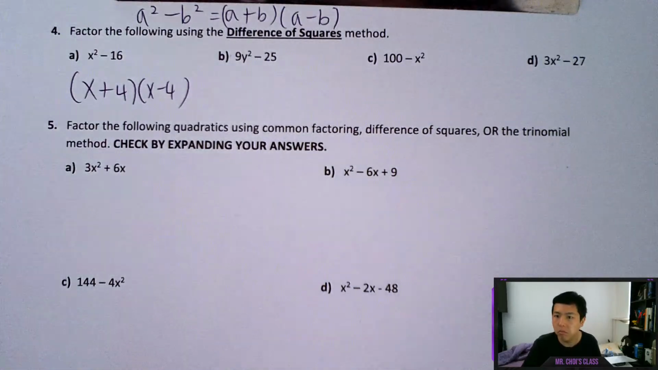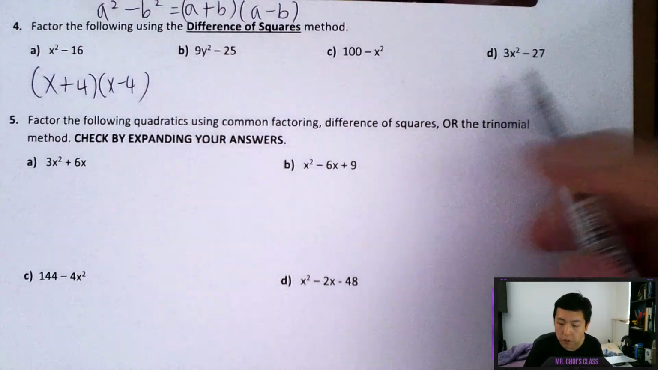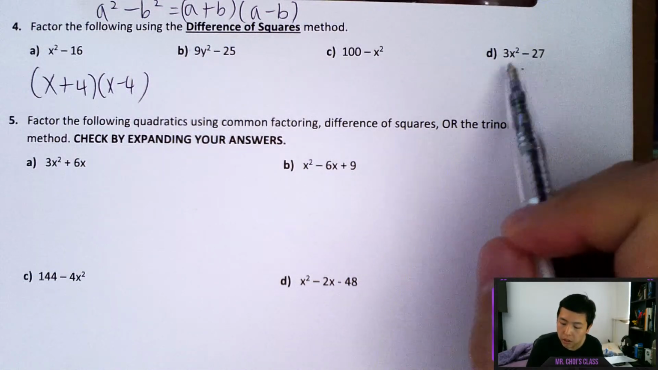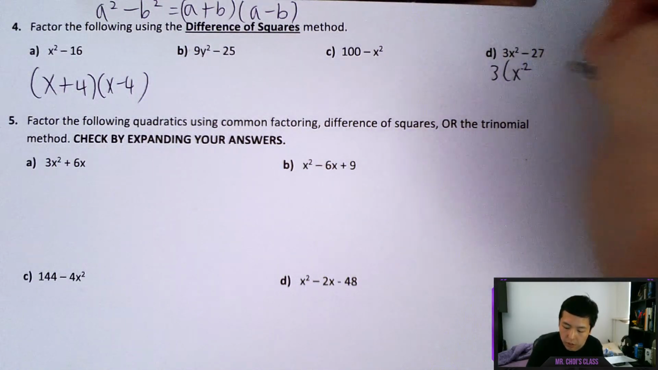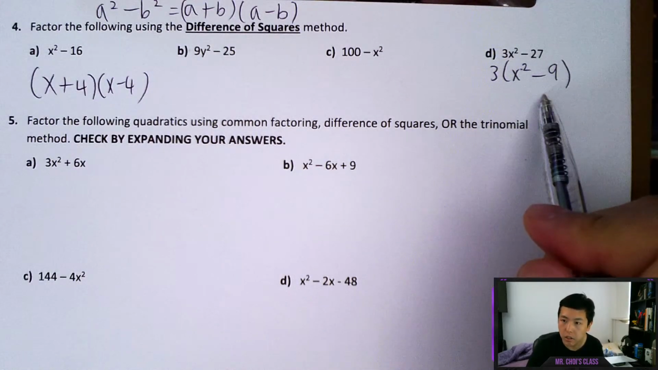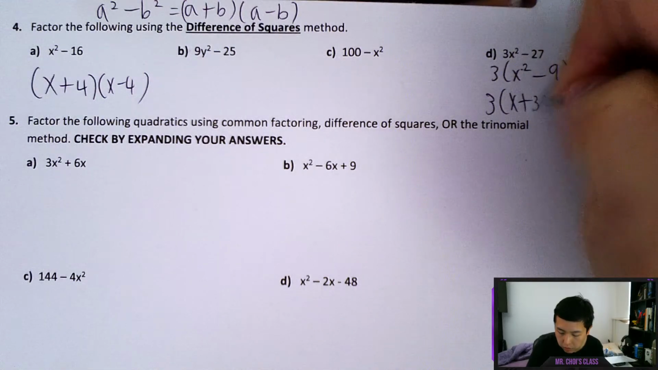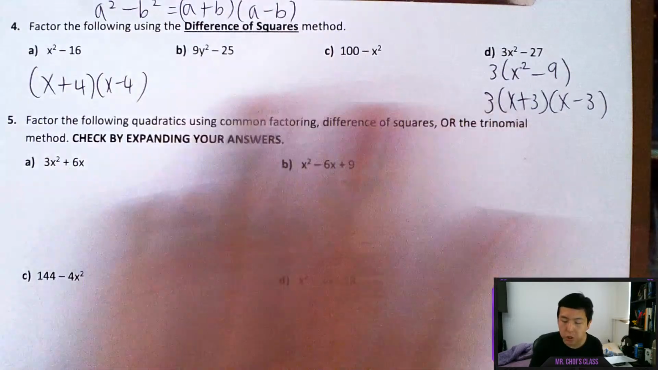Done. And that's it. Looking at this one, it's tricky, but before you even do anything, we always common factor first. So we're going to divide everything by 3, which gives me this, and that is a perfect square. And so we can write it out like that.